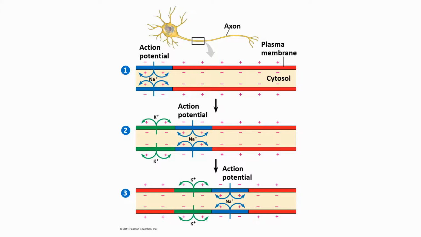So you can actually stick an electrode next to a neuron and record its action potentials. It sounds like a bunch of pops. It'll go pop, pop, pop, pop, pop. I mean, they'll be very rapid.